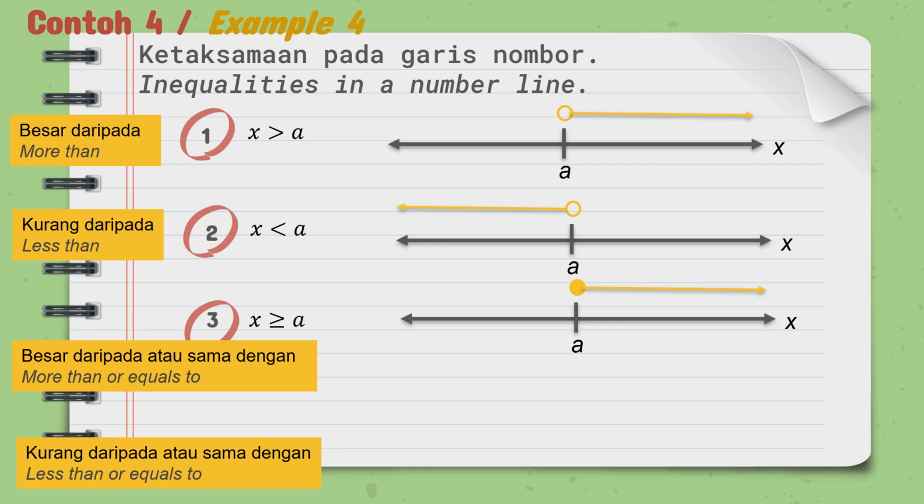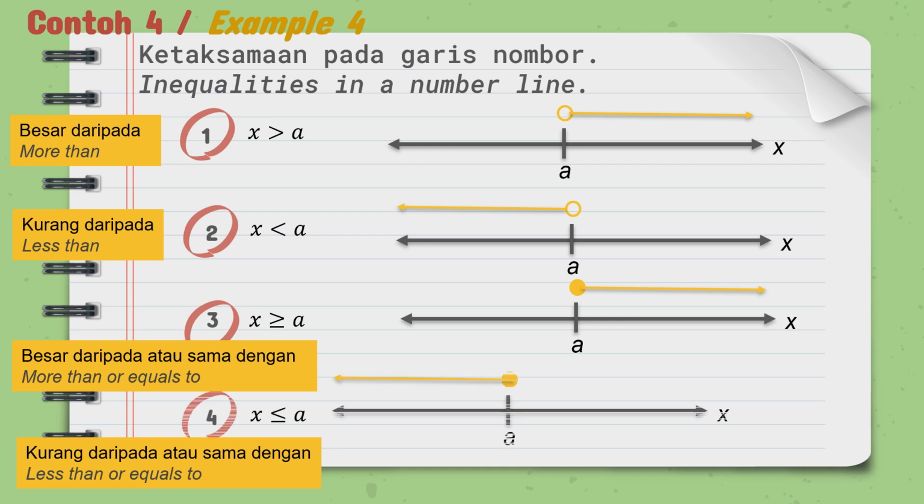And the fourth one, the same thing, less than or equal to. We compare it with number A. So we have a picture like this. From A here we have a dense circle. So with the dense circle we are going to the left, right?